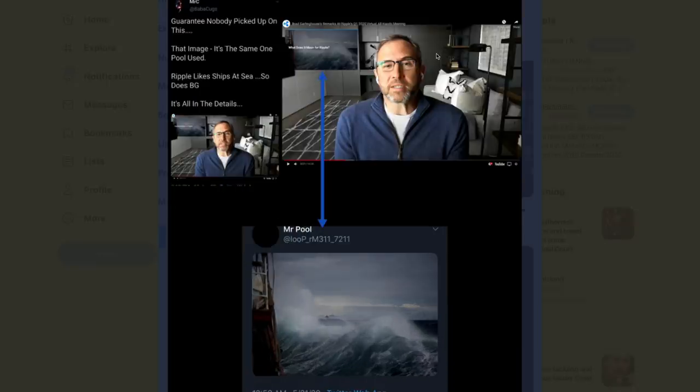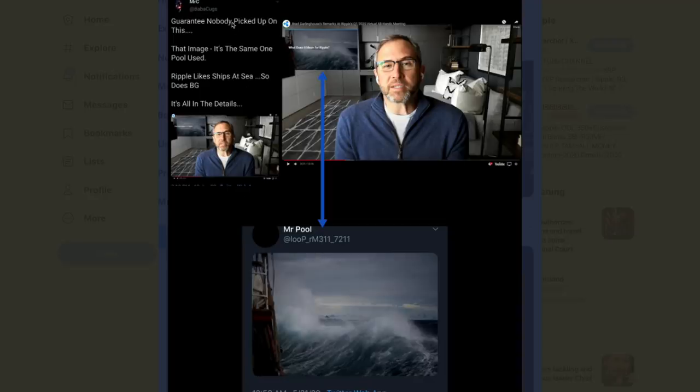You guys remember this just from yesterday. Brad Garlinghouse did the talk, and look at this screen here. What does this mean for Ripple? When he was doing his PowerPoint presentation, he used this image with some rough waves in the ocean, and this is the same photograph that Mr. Poole on Twitter used way back on May 31st, 2020.